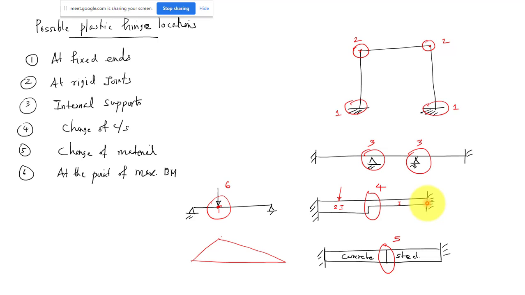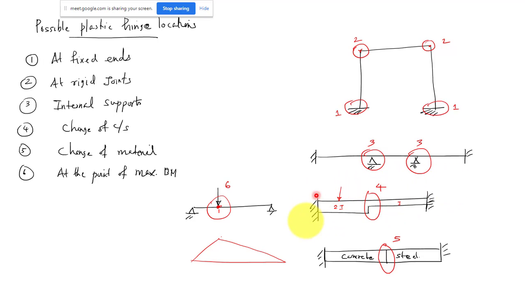Okay. And then next I will do one more analysis. I will assign one plastic hinge here, second plastic hinge here, and third plastic hinge below this concentrated load, because that is also a possible location where the plastic hinges can form. This is the point of maximum bending moment. Moment is maximum at this location, so that is also a possible location.